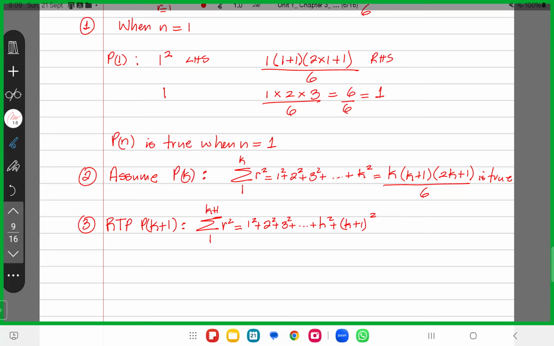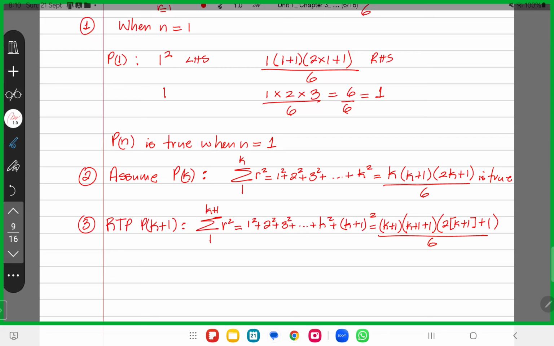K+1 squared. And over to the right now, I'm going to replace n with k+1. So I'm going to have k+1 multiplied by k+1+1, multiplied by 2(k+1)+1, all over 6.